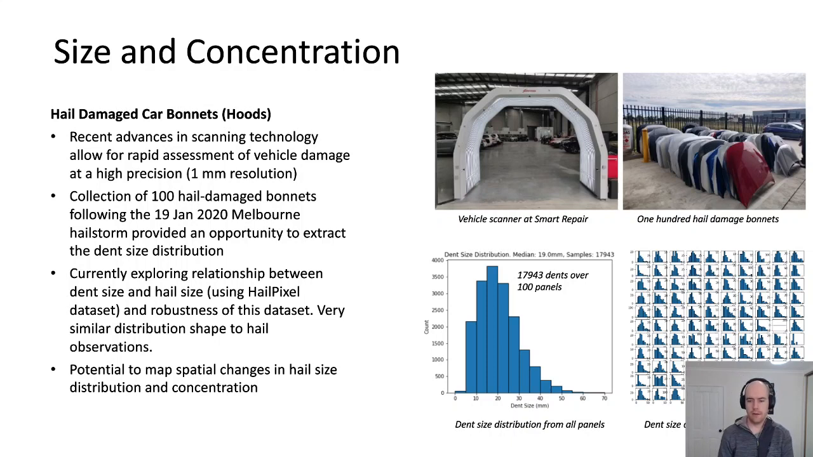For this event, we also had an aerial survey very close to several of the bonnets, which allows us to explore the robustness of this relationship. Once we're happy with this, we'll start exploring the spatial variability of this relationship as well. We hope in the future that for significant hailstorm events, we can extract potentially hundreds of hail pads in a very quick manner using this new technology to look at the spatial distribution of the hail size.